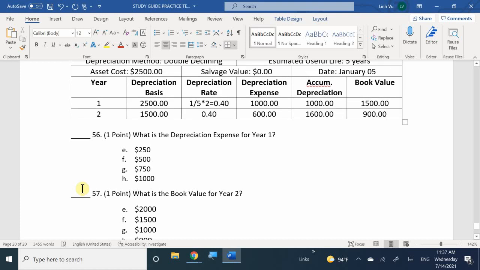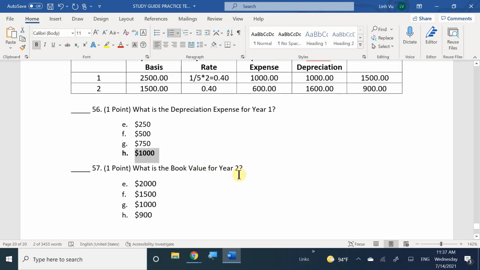So question number 56 says, what is the depreciation expense for the first year? 1,000. Okay. And then question number 57 says, what is the book value for year two? Which we just solved right there. My mistake. It is 900.